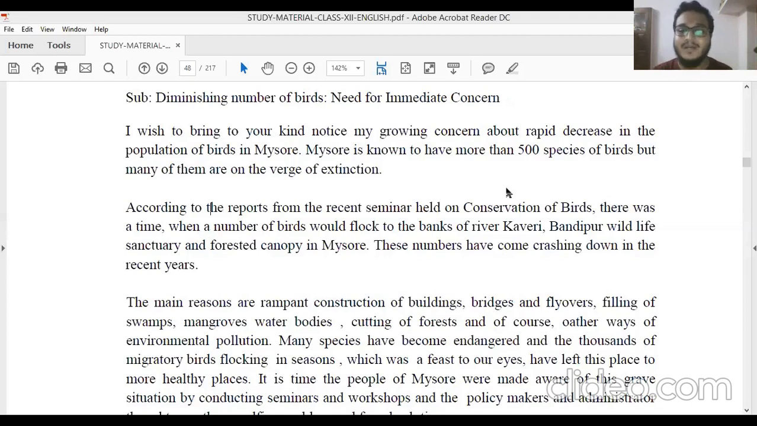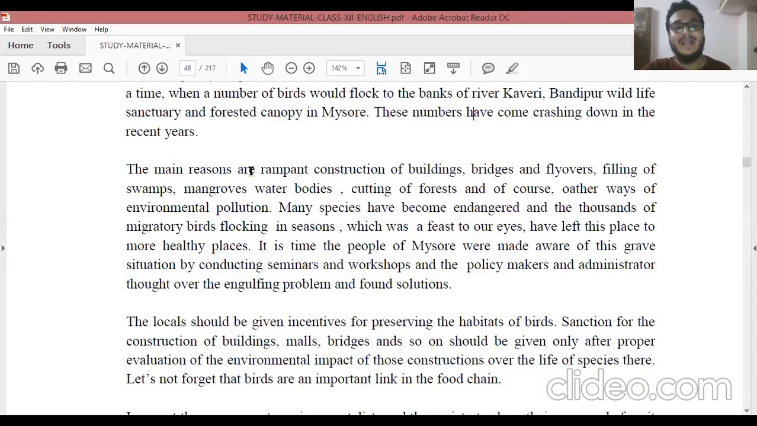Next, these numbers have come crashing down in recent years. These numbers are decreasing at an alarming stage. So that is the end of the second paragraph. Now we come to the third paragraph. The main reasons are rampant construction of buildings, bridges and flyovers, filling of swamps, mangroves and water bodies, cutting of forests, and of course other forms of environmental pollution.